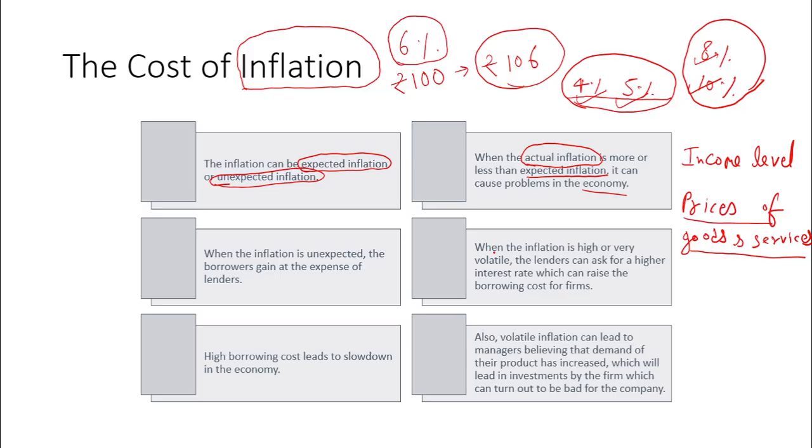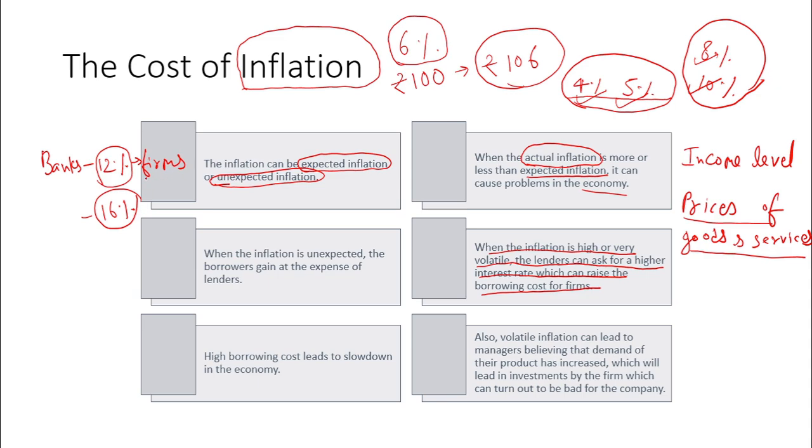So what happens when the inflation rate is very high? When the inflation is high or very volatile, the lenders can ask for a higher interest rates, which can raise the borrowing cost of firms. So whenever the inflation rate is high in any country, what happens is the banks ask for a high rate of interest on its loan. A bank may be giving loans, let's say at 12% to firms. It is saying that if you want money, you can take from us. We will give you loan at 12% per annum. But due to high inflation, this interest rate increases, let's say to 16% now.